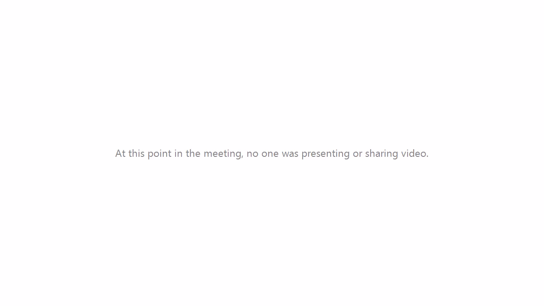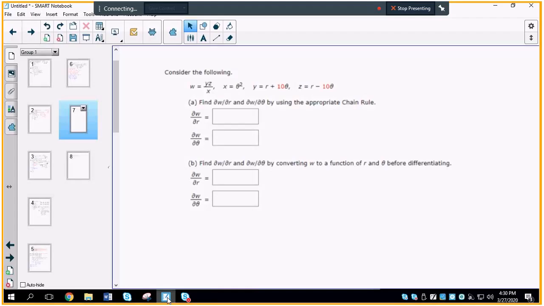Okay, so we're going to finish up section 13.5 by working out two more problems with spatial substitutions. So as you can see on this page, w is a function of three variables, x, y, and z. x is a function of theta squared, y is a function of r and theta, z is a function of r and theta. We are interested in learning how much is del w del r and del w del theta. First, we will use chain rule.